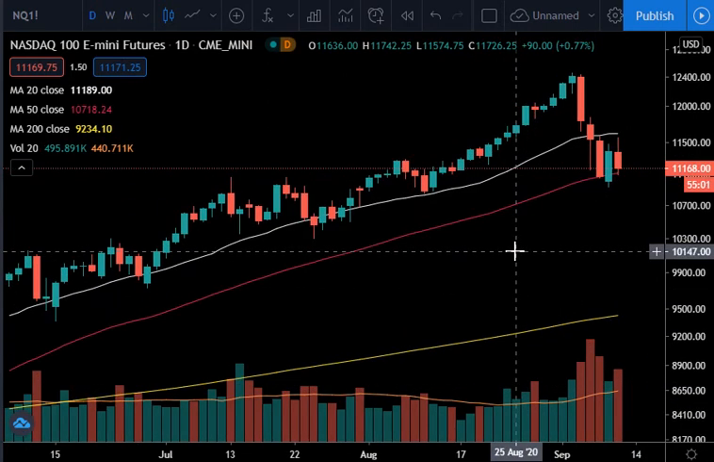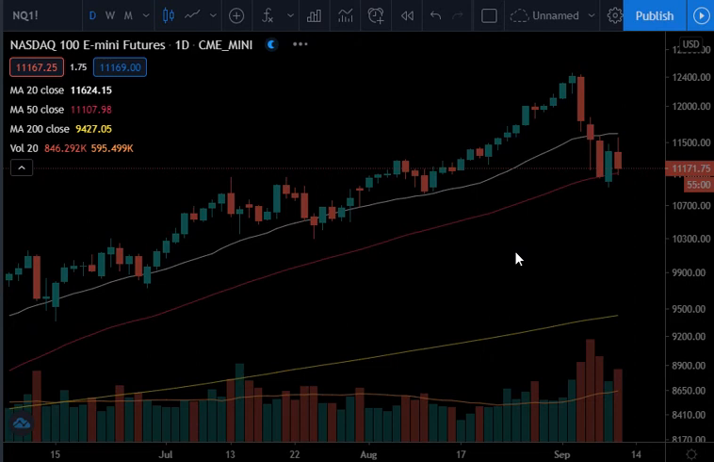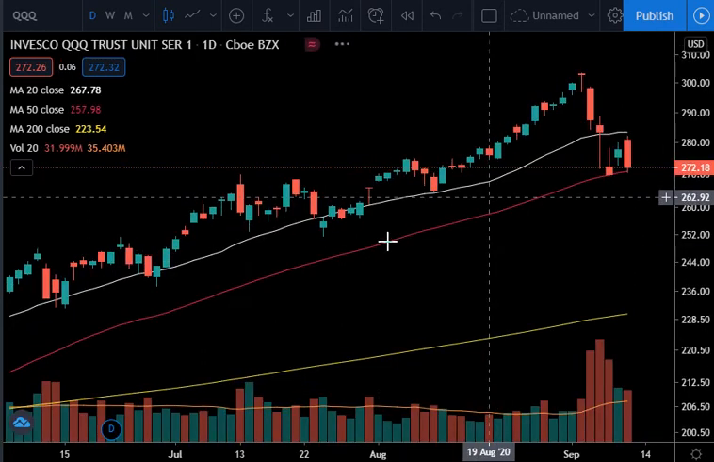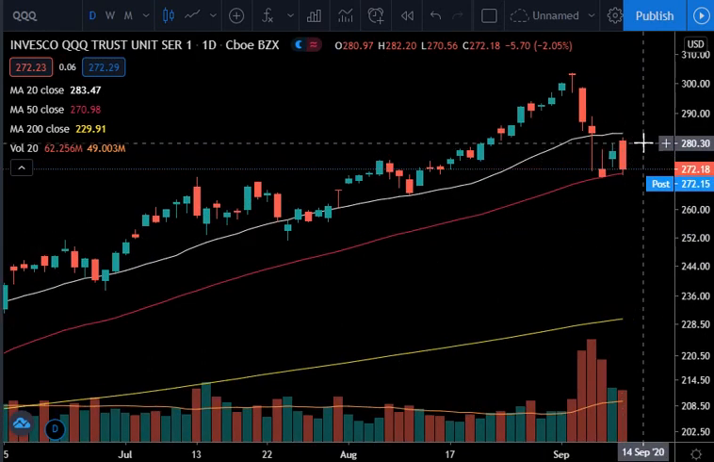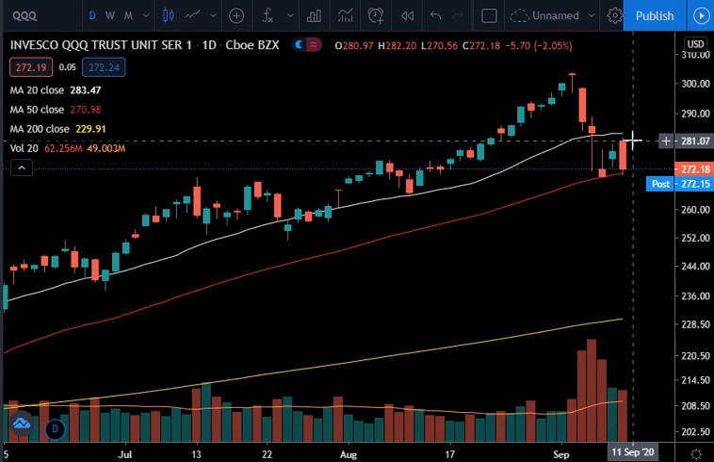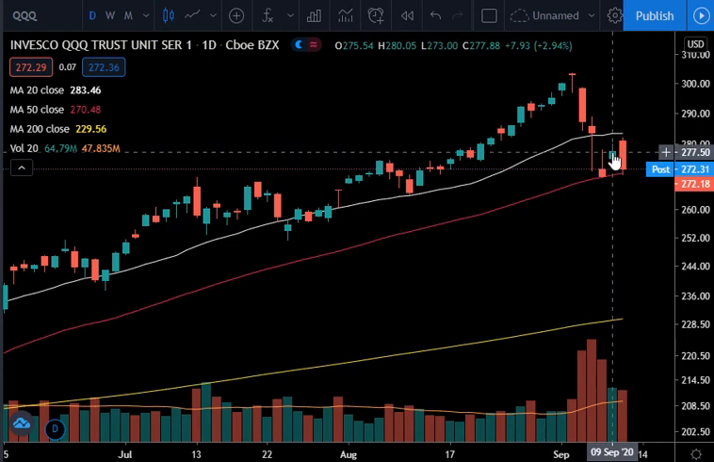If we take a look at the QQQ, the spot ETF of the Nasdaq, it looks way worse. A bearish engulfing candle. A bearish engulfing candle is when a bearish candle's body is the height of the previous candle, in this case being this September 9th candle.